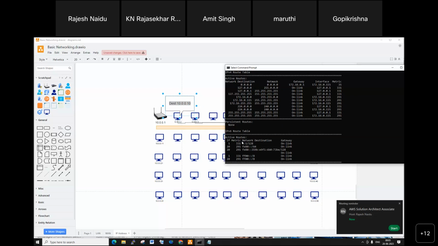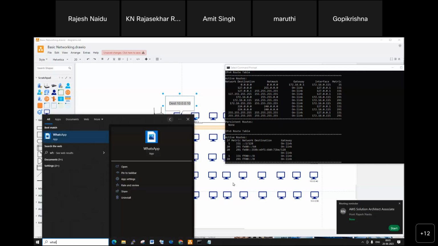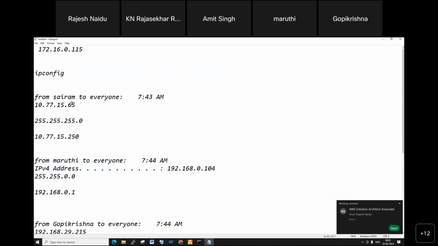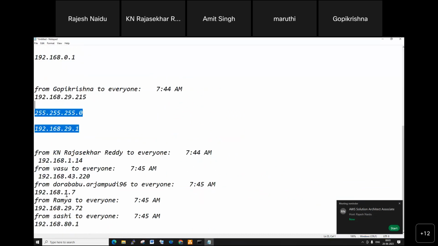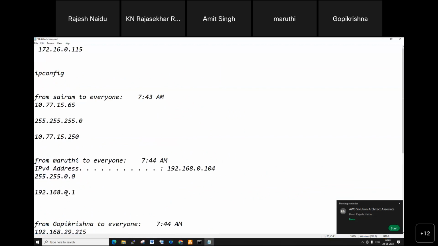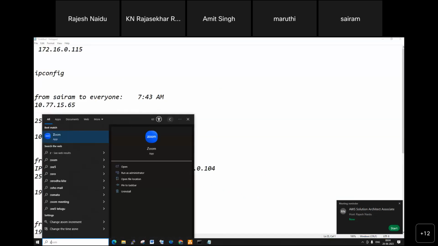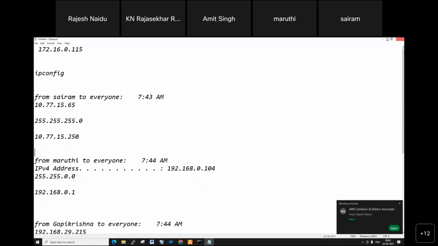Take a screenshot and send it on the WhatsApp group if you don't mind. Whoever has the 10.0 network, like who's this? 10 network. Sairam, you can take a screenshot and send it to me, to my WhatsApp, sir. You can send me a note in the chat box. Otherwise, leave it. No issues. I'll tell you.